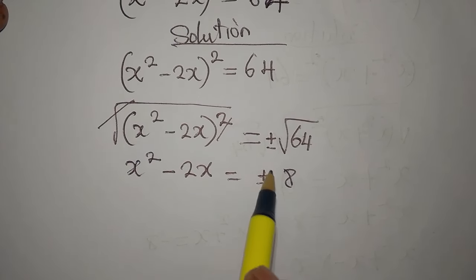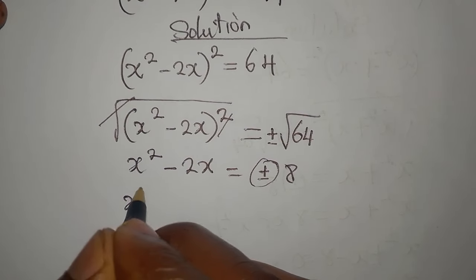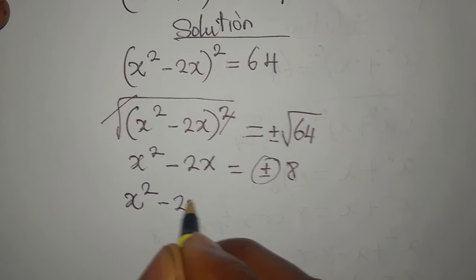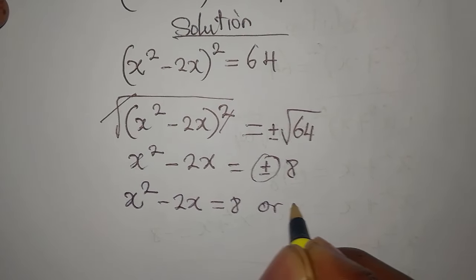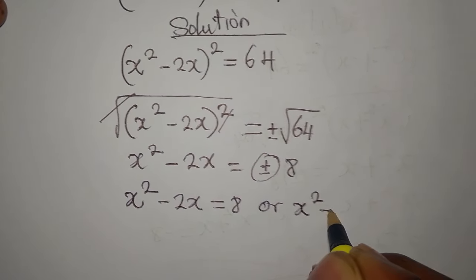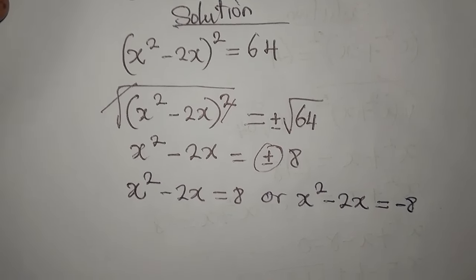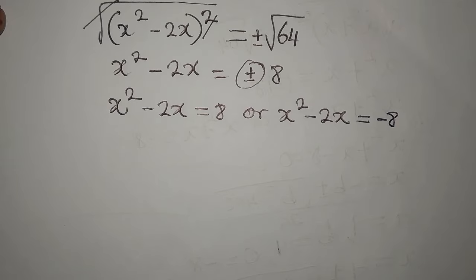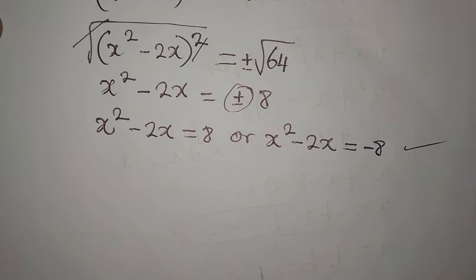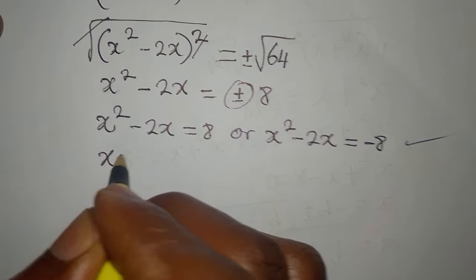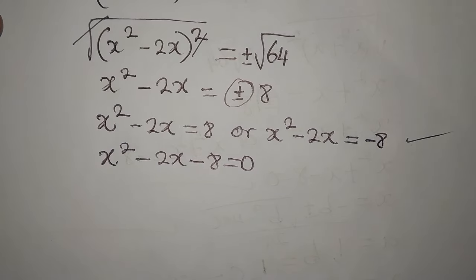Now, because of this plus or minus, we're going to have two values. Look at the equation now: x squared minus 2x is equal to 8, or x squared minus 2x is equal to negative 8. If this is the case, I can now bring this to the left. I will leave this one out and come back to it later. So we have x squared minus 2x minus 8 equals 0.